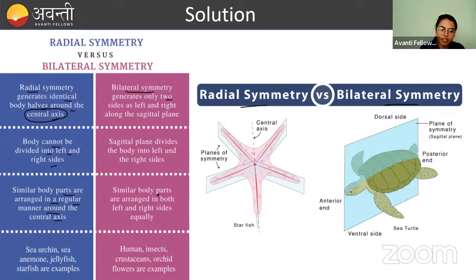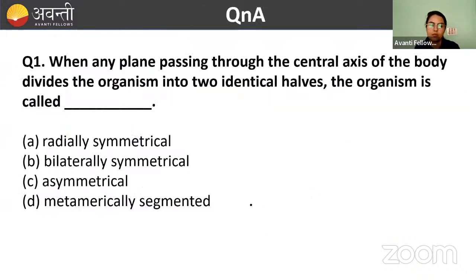But in bilateral symmetry, similar body parts are arranged equally on both the left and right sides. When we talk about bilateral symmetry, remember there are two regions, left and right. That's all you need to know. In radial symmetry, the plane passes through the central axis and you get equal body halves. Examples are sea urchin, sea anemone, jellyfish, and starfish. For bilateral: humans, insects, crustaceans, orchids, and some other examples. This much you need to know.